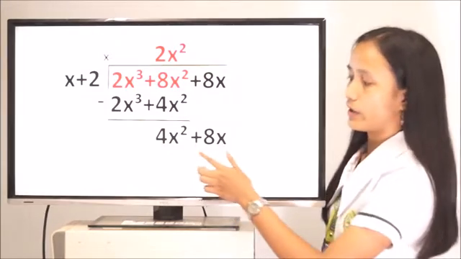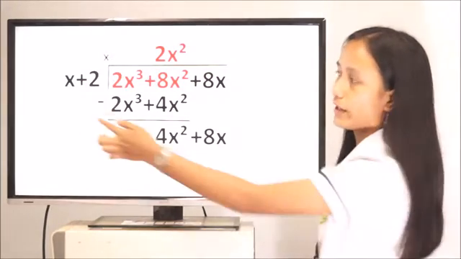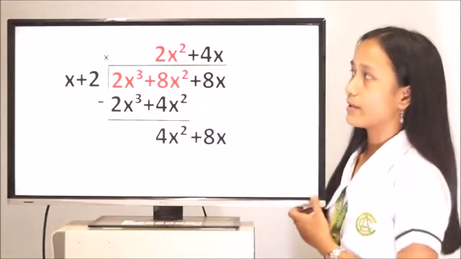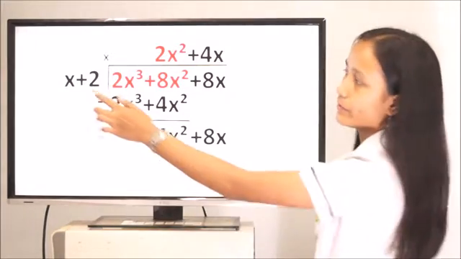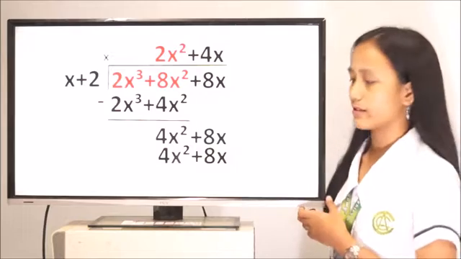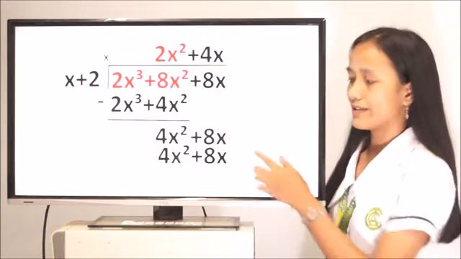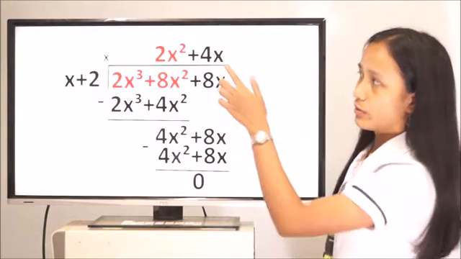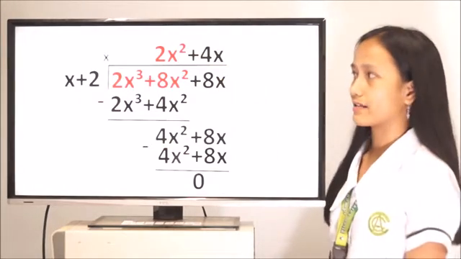Then 4x squared plus 8x divided by x plus 2 is equal to positive 4x. Then positive 4x times x plus 2 is equal to 4x squared plus 8x. We subtract this, the answer is 0. The final answer is 2x squared plus 4x.